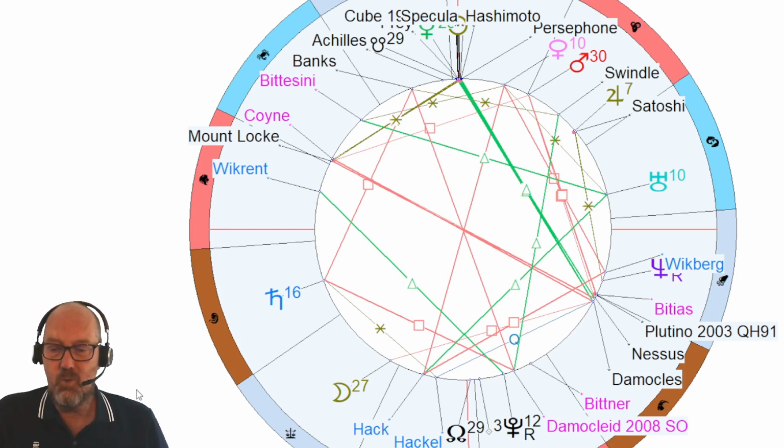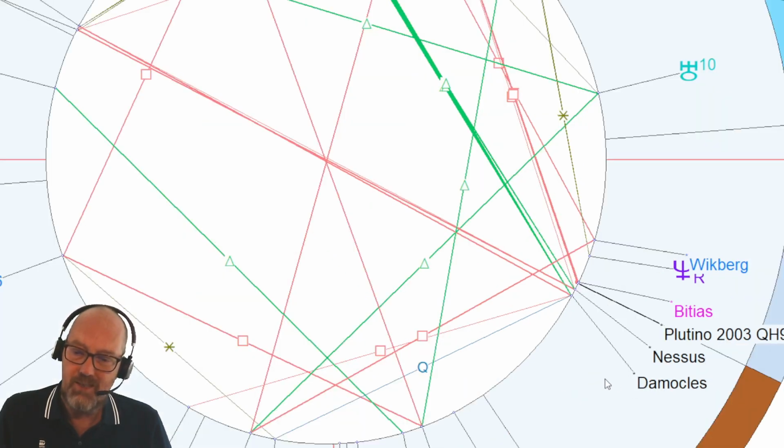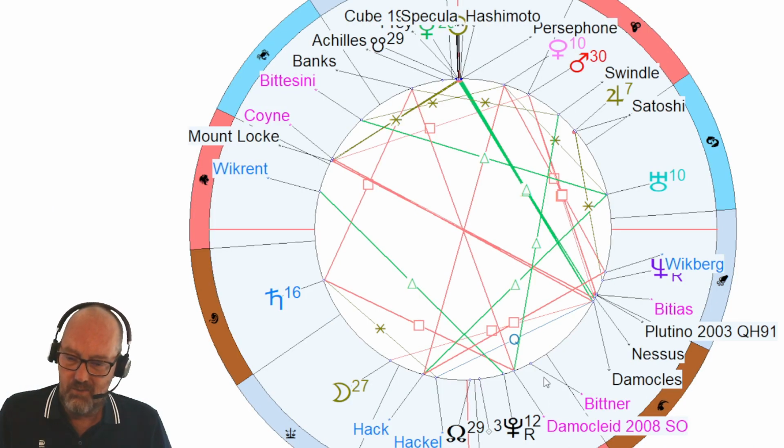And what I want to show you with this chart for the Mt. Gox theft is that this painful frustration that I connect to the asteroid Bitias, that this chart would be a good example of that. And here we have Bitias. Here's Bittner. You can immediately see that I didn't find any activation of Bittner. And again, this is the most positive one.